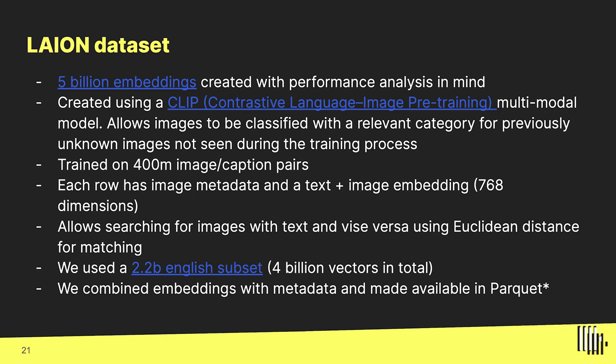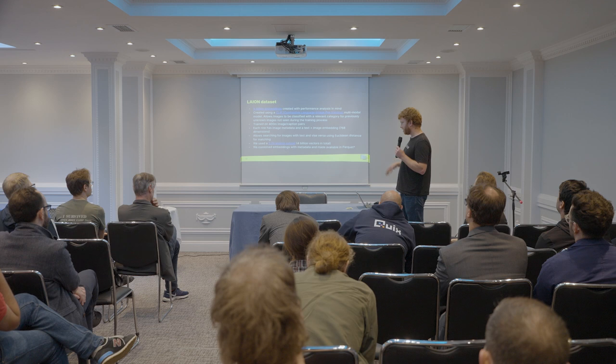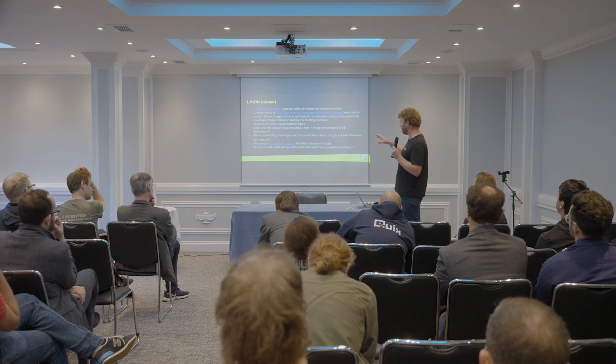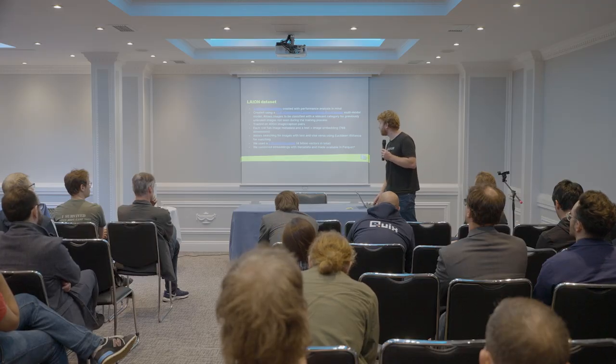And I'm using a 2.2 billion English subset. So every row has a vector for the text from the image, which was the caption that they extracted when they downloaded it, and a vector for the image itself. Unfortunately this data wasn't provided in a format where the metadata and the vectors were separate. But effectively, I've combined this into Parquet files of 1 gig each, and you can access this publicly now. We've put this on a public endpoint, and you can download and use this data set yourself, but it's now in Parquet, and it's about 5.9 terabytes in total.